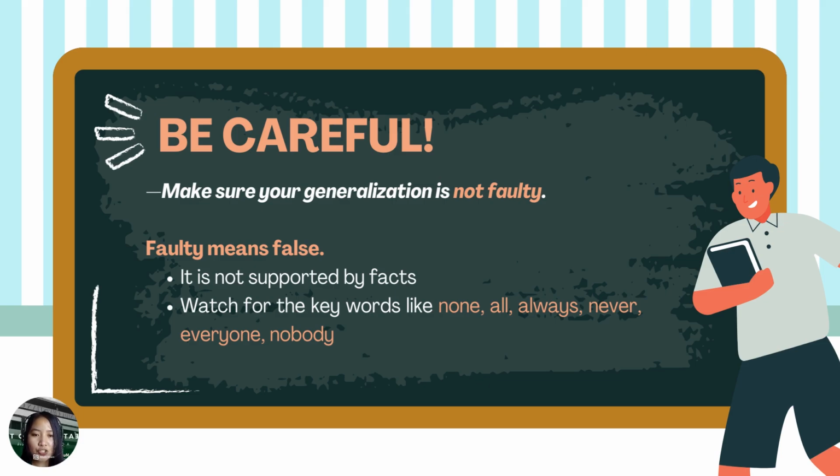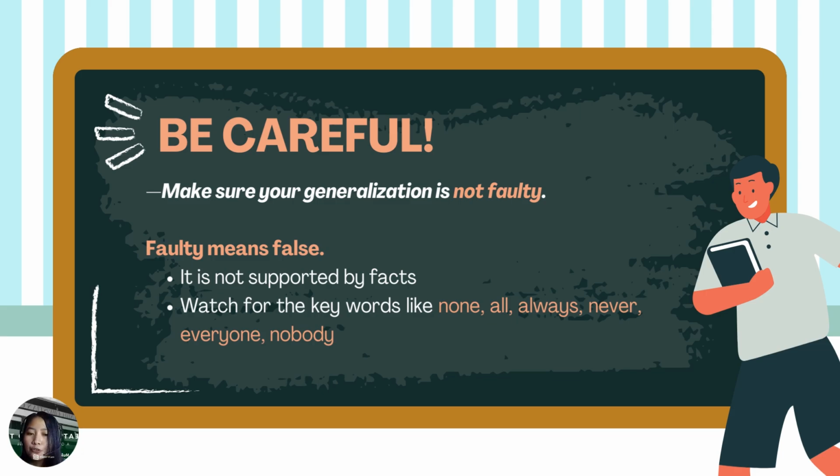Make sure your generalization is not faulty. Faulty means false, meaning to say it is not supported by facts. Watch for keywords such as none, all, always, never, everyone, and nobody. Be careful. With this set of words, as much as possible, do not use them in your generalization because again, they signify faulty generalization.